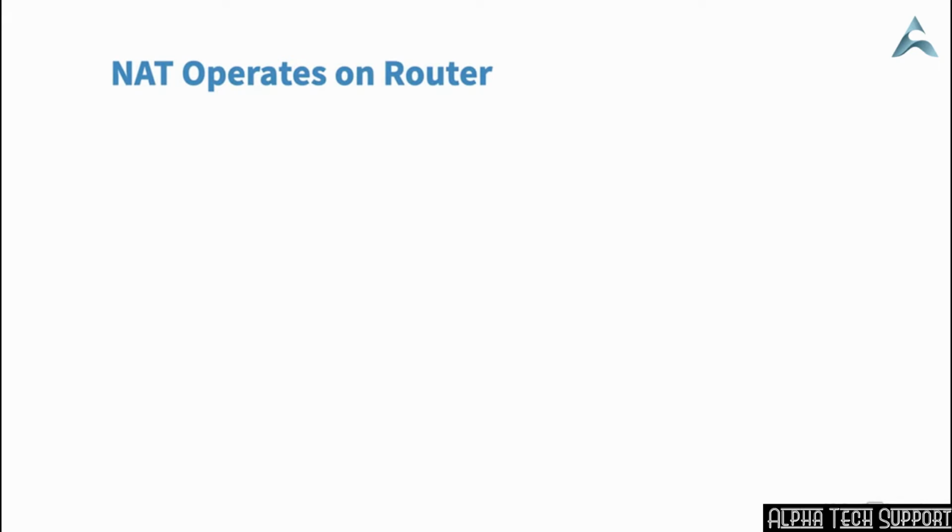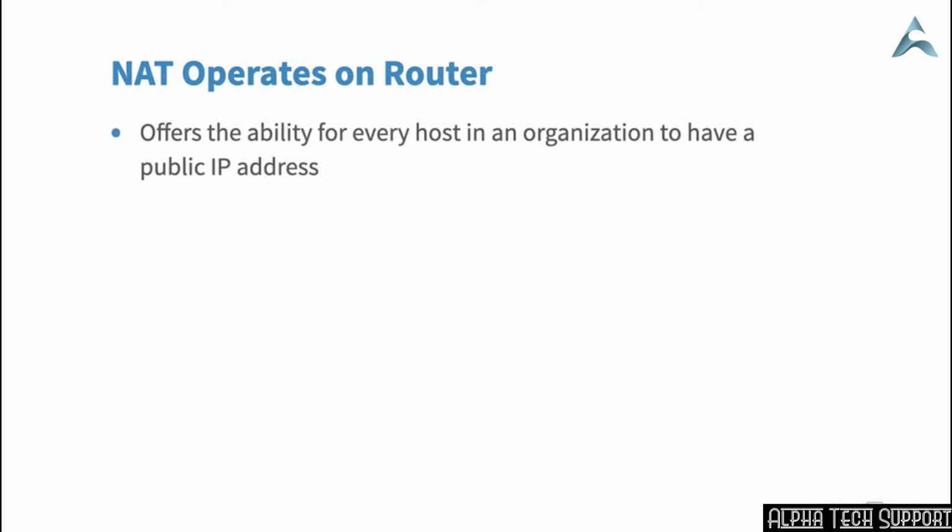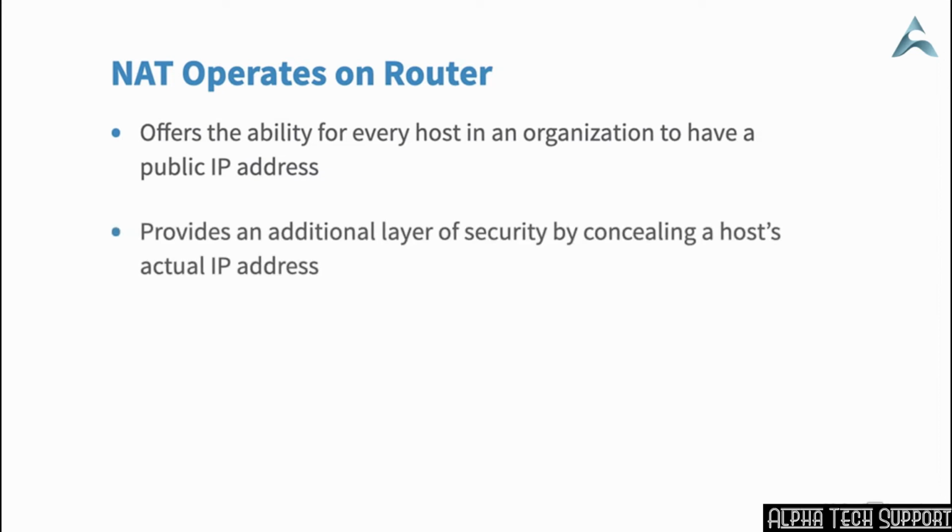Network address translation operates on a router and converts a private IP address to a public IP address and vice versa. NAT is used on most networks as it offers the ability for every host in an organization to have a public IP address, along with providing an additional layer of security by concealing a host's actual IP address. NAT was designed as a short-term solution to the problem of the depletion of IP version 4 addresses.